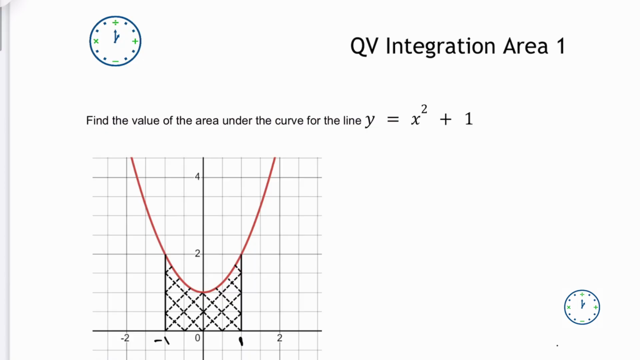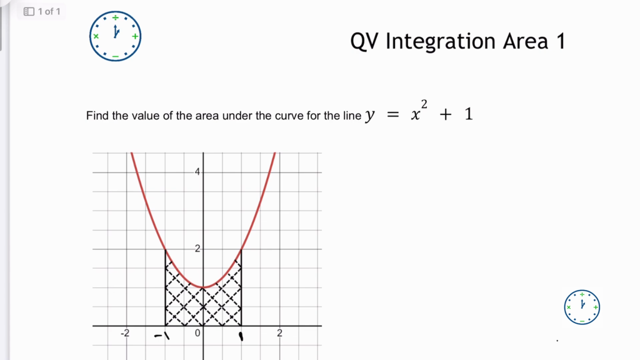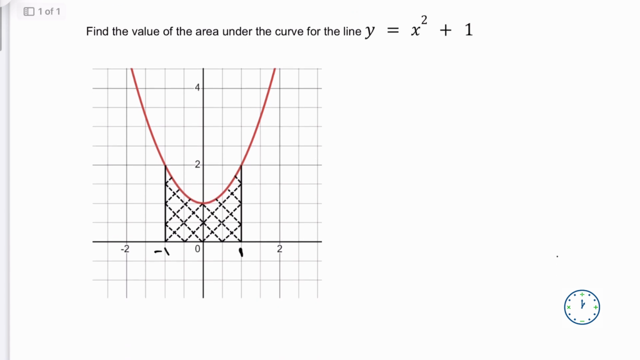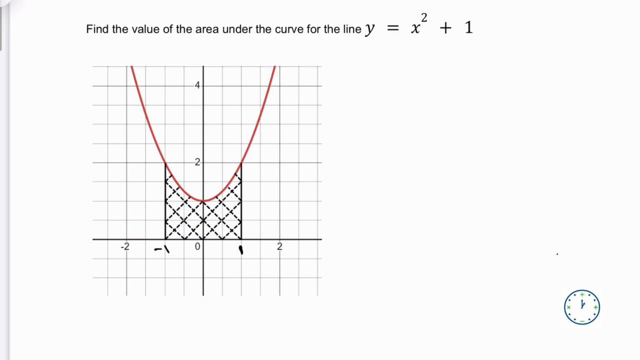Okay, in this particular video we're being asked to work out the area under the curve for the line y equals x squared plus 1. So effectively what we're going to do is use the integration rule. And we've got two values. We've got 1, which is this value here, and then negative 1, which is this value here. So it's between 1 and negative 1, and we're going to integrate x squared plus 1 with respect to x.